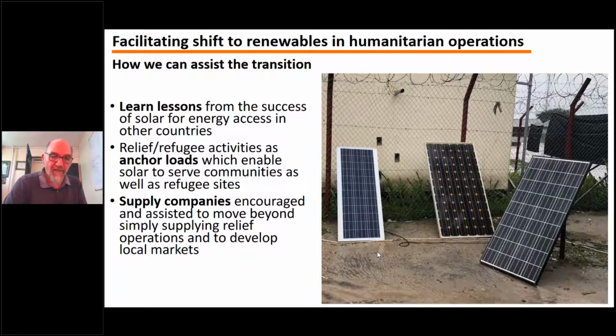Secondly, use the refugee and relief activities as anchor loads, which enable companies to come in and invest in these regions. And we need to encourage supply companies to move into the relief sector. When I talk to mini grid companies and solar companies, they say, "Well, I focus on rural communities. I don't know the relief sector." So we need to get the relief sector talking to the energy access sector. Next.